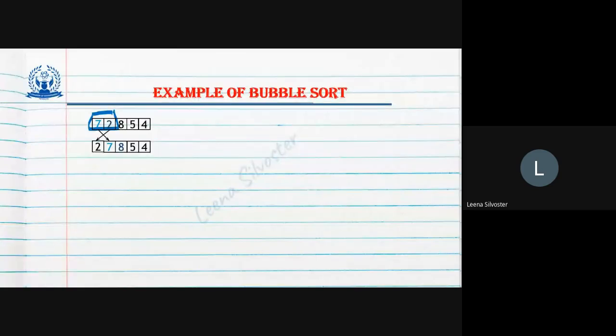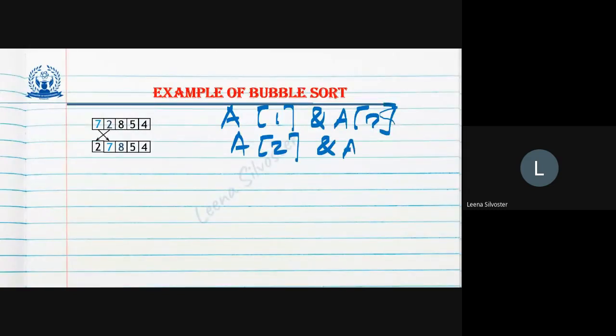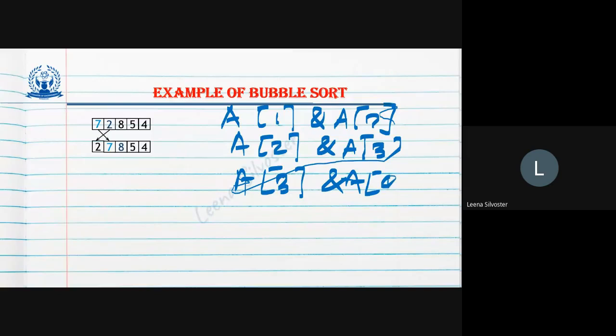What is the next step? Again, we compare. First we compared A1 and A2. Next we have to compare A2 and A3. After that we have to compare A3 and A4. Like that we have to continue up to the n numbers.